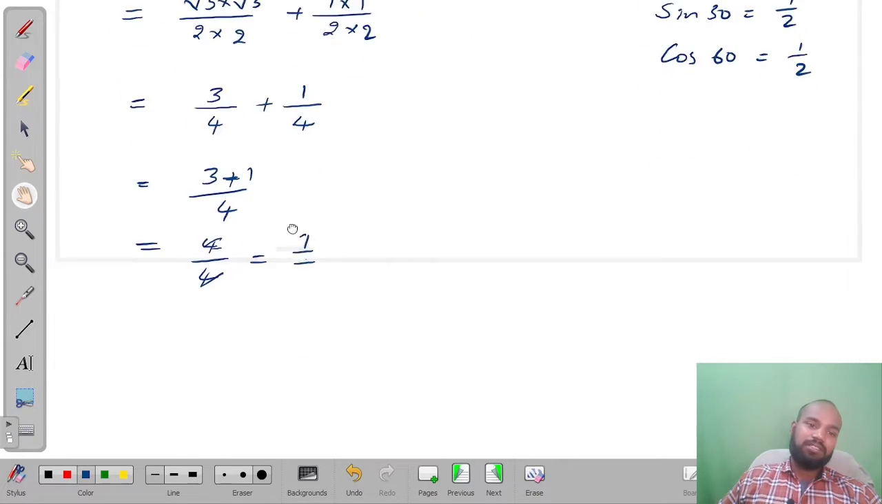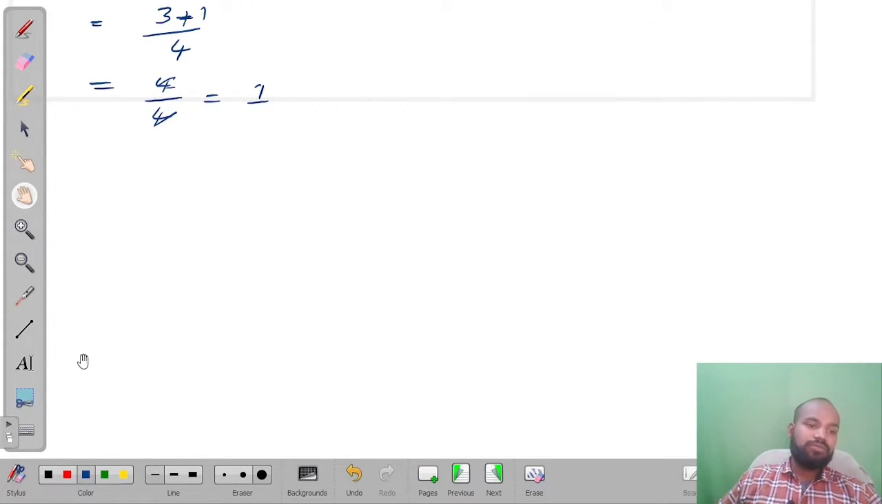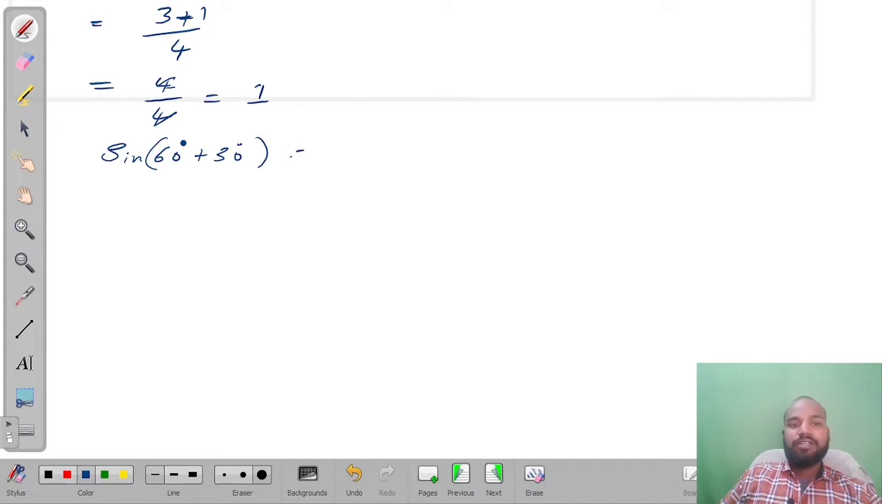So what he is asking us is to find the value of sin 60 plus 30, right? Sin 60 plus 30 degrees. So sin 60 plus 30 is nothing but sin 90. Yes or no? Yes. So sin 90 degrees, we already know the value. What is sin 90 degrees? That equals 1. Yes or no? Yes. That equals 1.